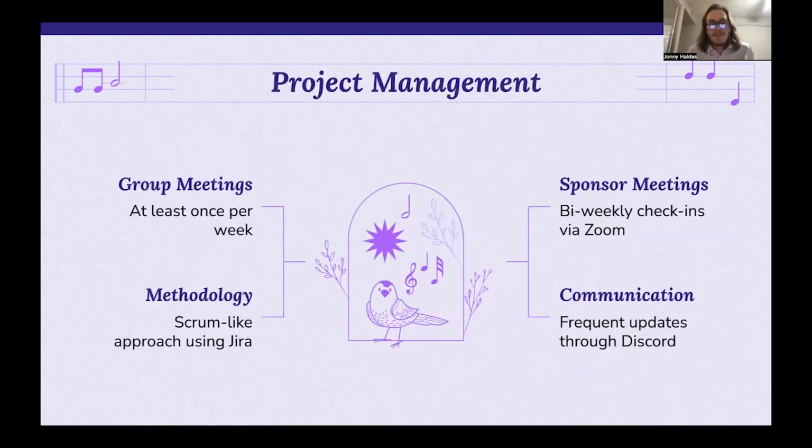For our project management, we made sure to meet at least once per week, typically on Mondays and Wednesdays. We use a Scrum-like approach for our methodology, and we used Jira in order to track a lot of that and keep track of our progress. For meetings with our sponsor, we made sure to meet with him bi-weekly via Zoom and sometimes in person. And for communication, when we couldn't meet in person, we kept in touch over Discord.